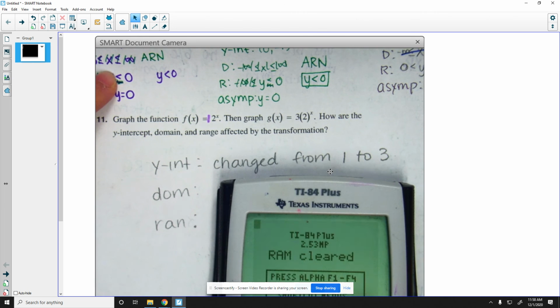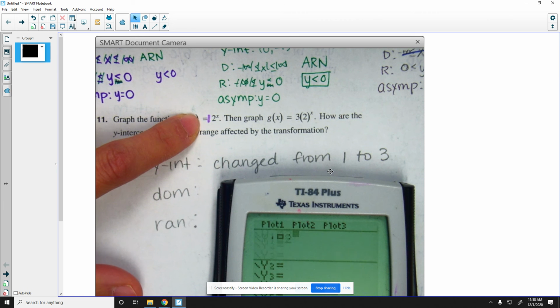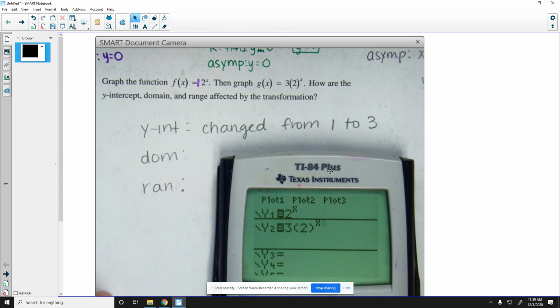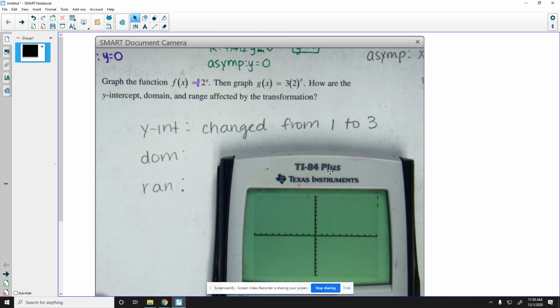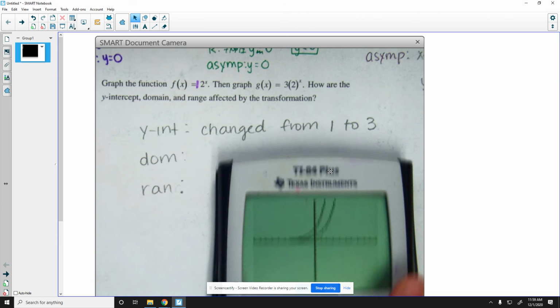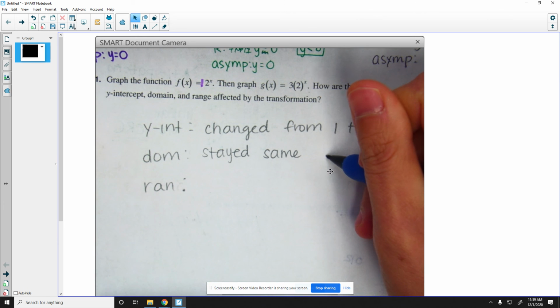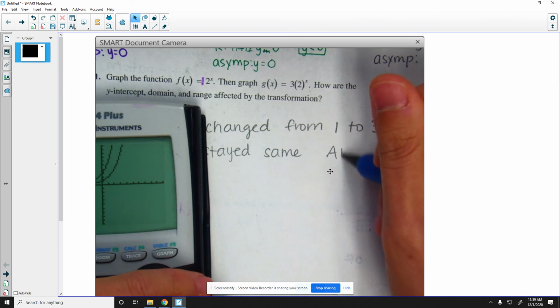Now for your domain and range, I don't know. So why don't we just graph both of them in the same picture? Do you see how I'm just putting both of them in my calculator under y1 and y2? And then looking at both pictures, you can also see here how your y-intercept went from 1 to 3. Okay, domain. Does anyone think they know how the domain was affected or not affected? It wasn't. That's right. So I would say it stayed the same because they are both all real numbers.